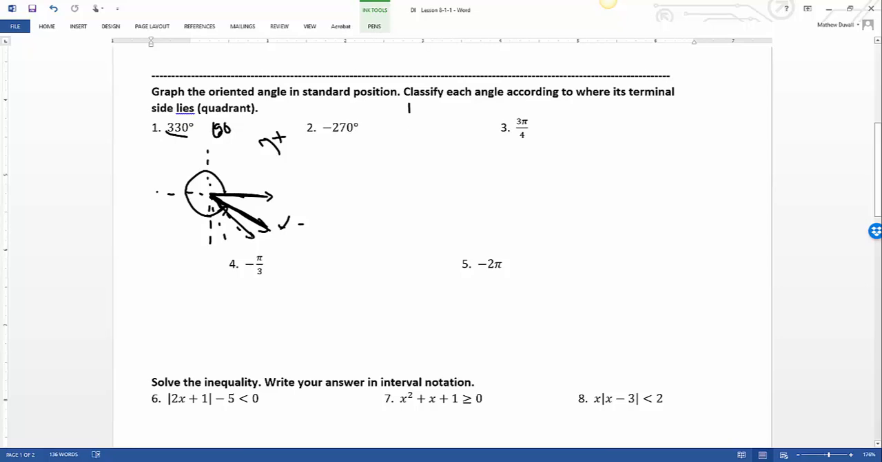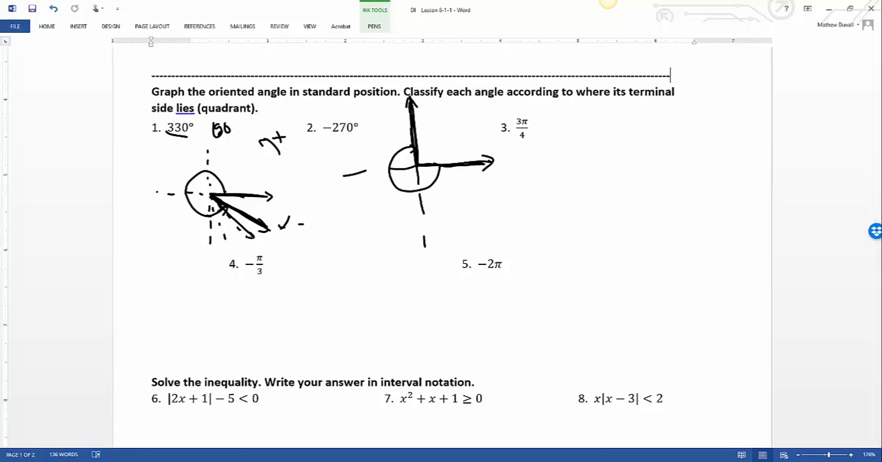Minus 270. So the initial side is always the positive x-axis. 90, 180, 270. So it's always along the positive x-axis. I went in the negative direction when I drew it.